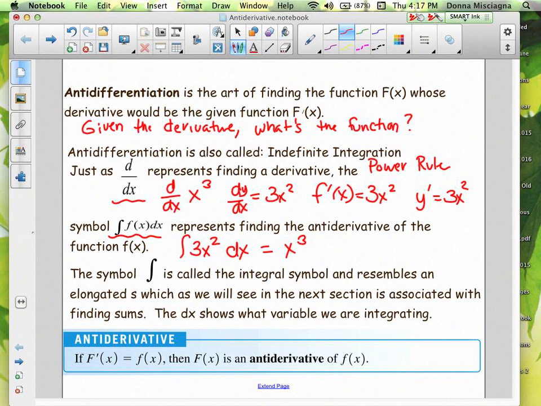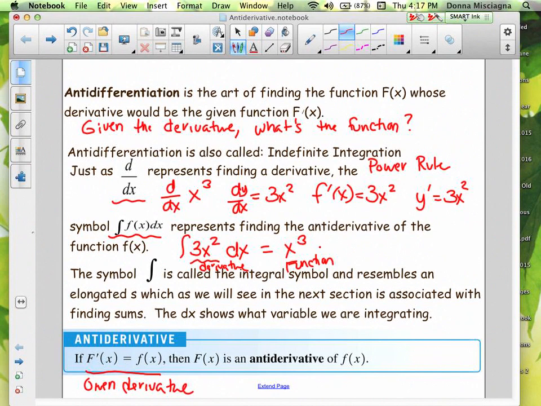Okay? So where it says f prime of x equals f of x, that means we're given the derivative. That's a derivative, right? Let me see if I can squeeze it in there. There's our derivative. Given the derivative, what's the function? Okay, so x cubed is the function that has 3x squared as its derivative.